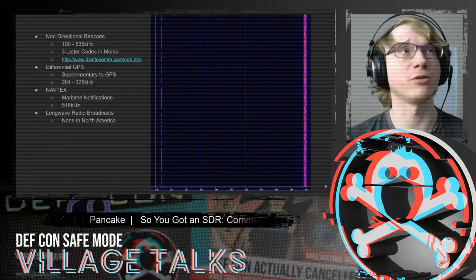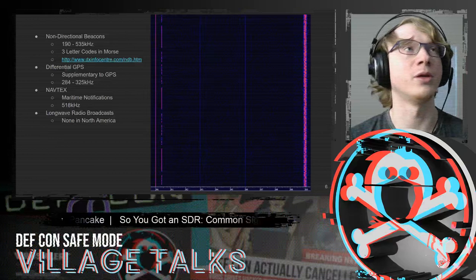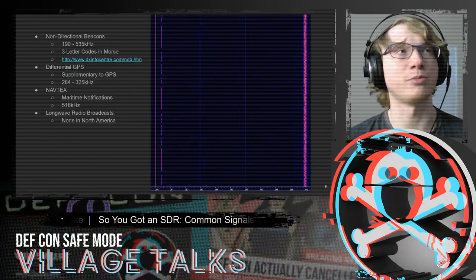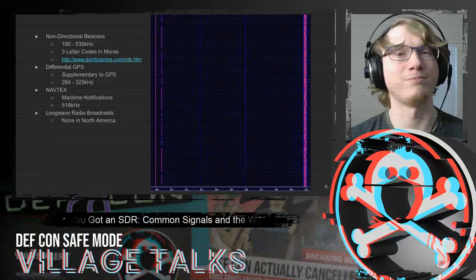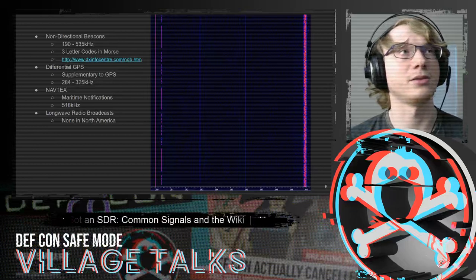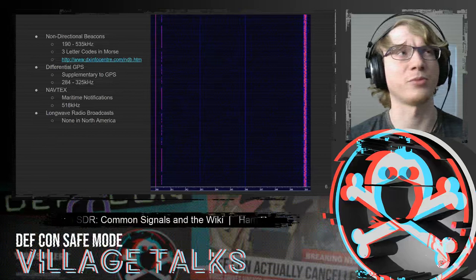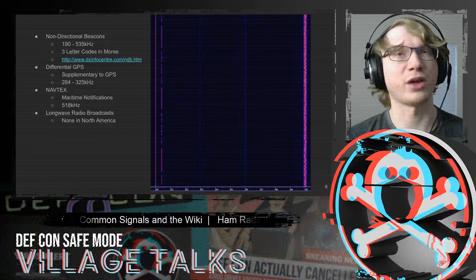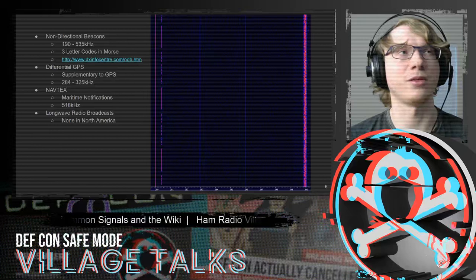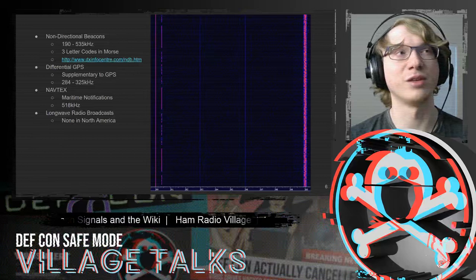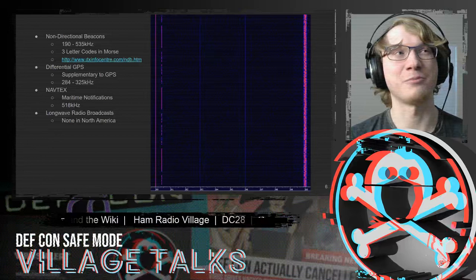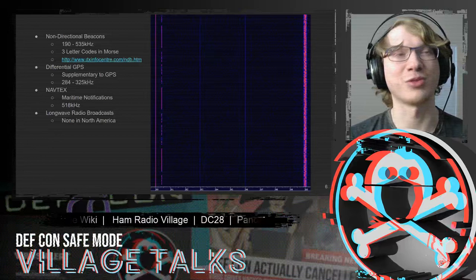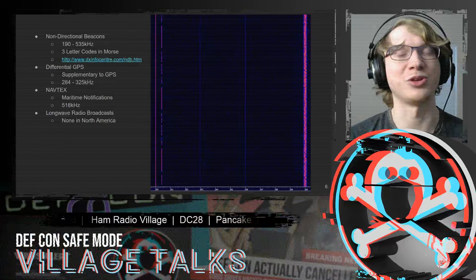Differential GPS is another thing that's over here. The ships use them. It's supplementary to normal GPS. It helps correct the GPS by fixing the times or something. I don't quite remember. Navtex is also here at 518 kilohertz. You can get maritime notifications, stuff like you need to turn in how much halibut you've caught.